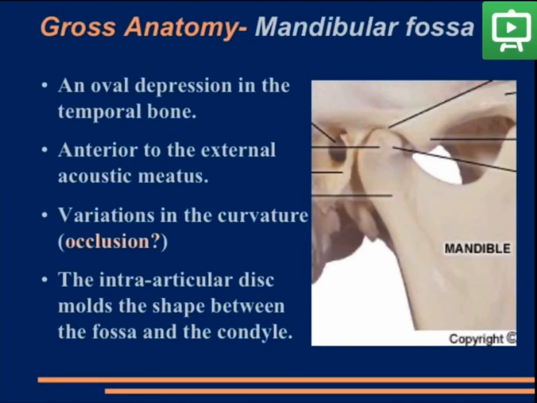So the mandibular fossa is the oval depression in the temporal bone, which is anterior to the external acoustic meatus. There are variations inter-individually in the curvature of this fossa, which can maybe be caused by the occlusion in each person. The intra-articular disc molds the shape between the fossa and the condyle, so it adapts with the shape.